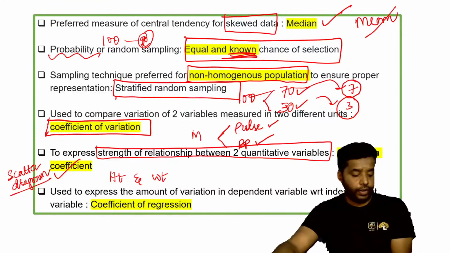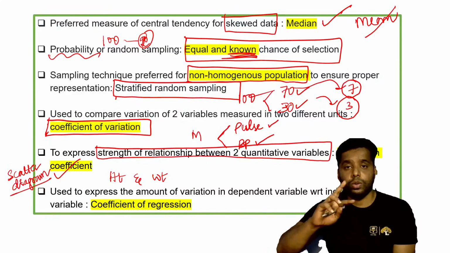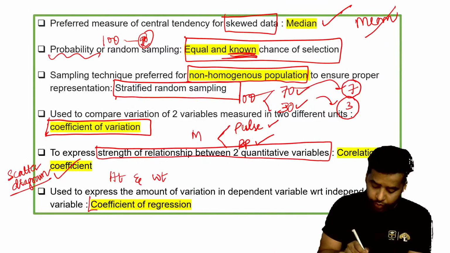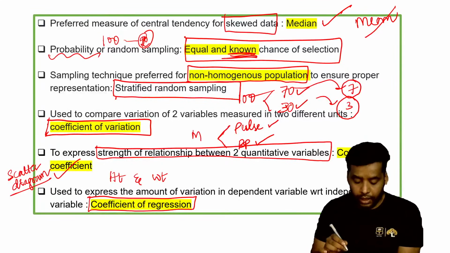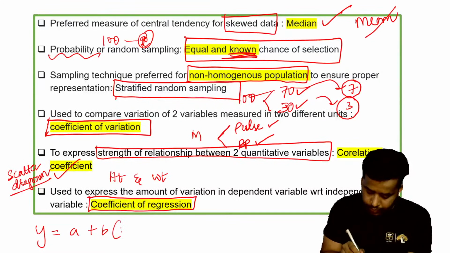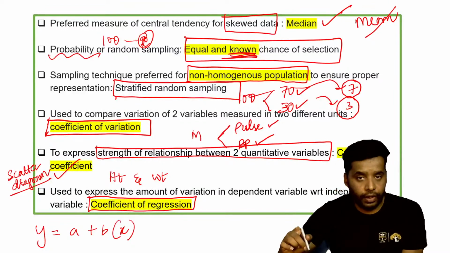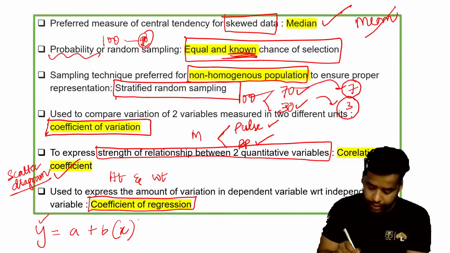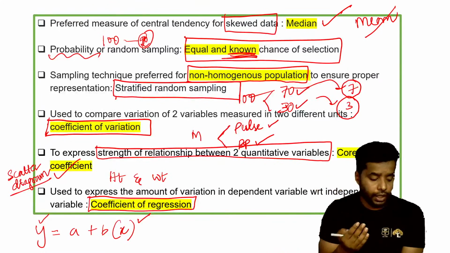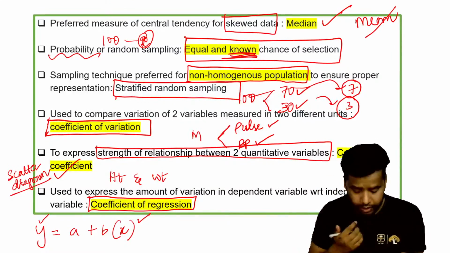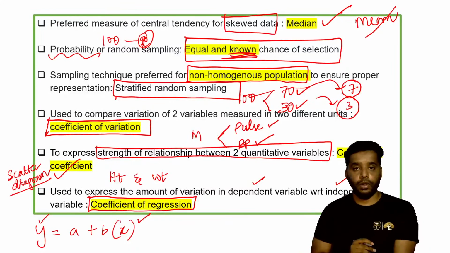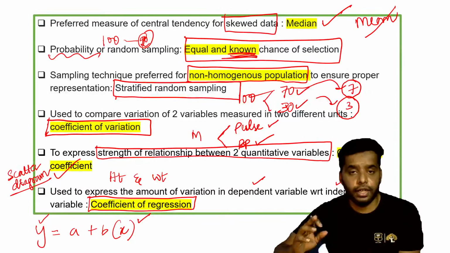What is correlation? Definition: strength of relationship between two quantitative data, that is height and weight. And if I want to know the amount of variation in a dependent variable, you have to make an equation y equals a plus b into x, where x is the independent variable and y is the dependent variable. For example, x is salt intake, y is blood pressure. Increase in salt intake will increase blood pressure by how much? The amount of variation in the dependent variable with respect to the independent variable is studied only by using regression.